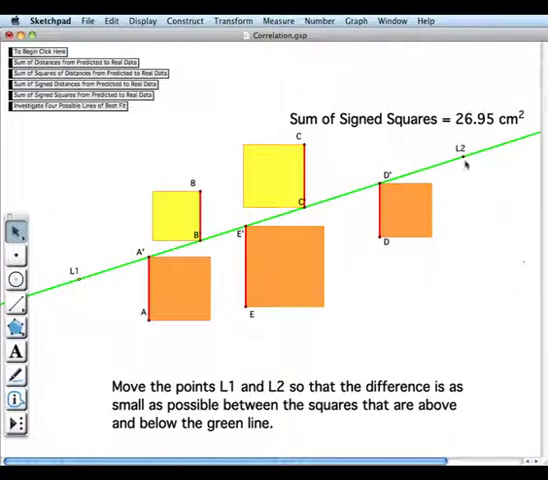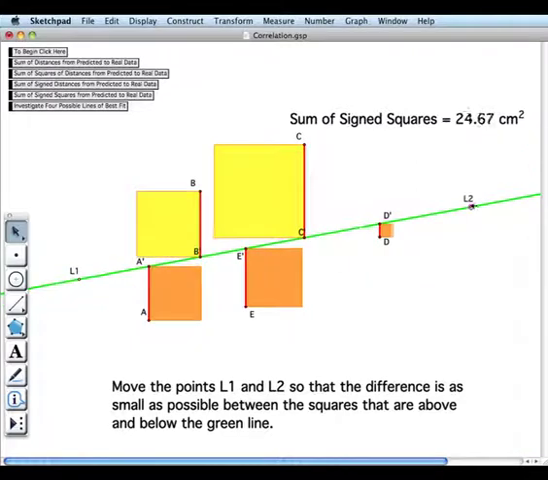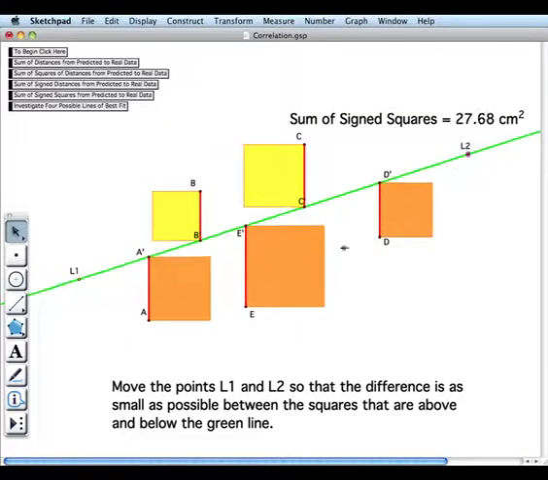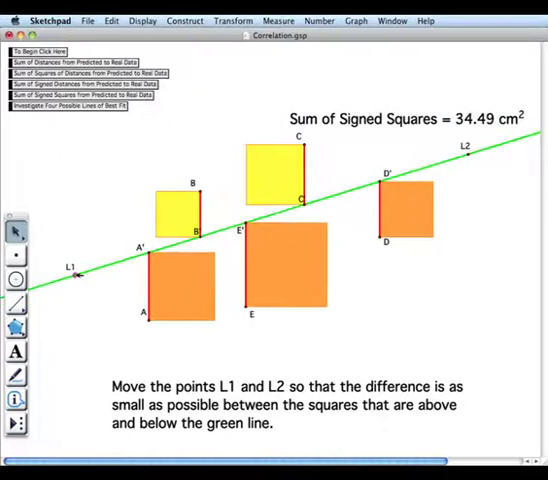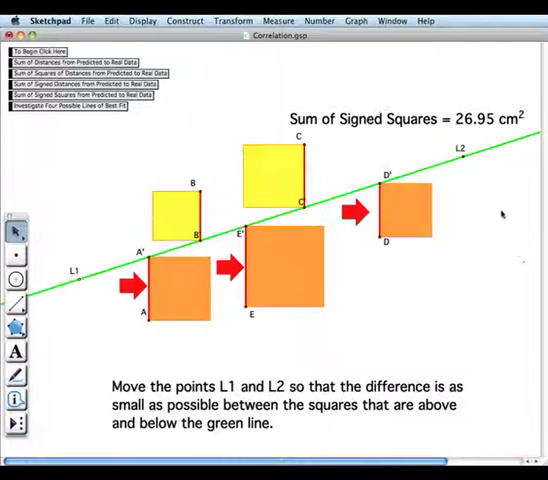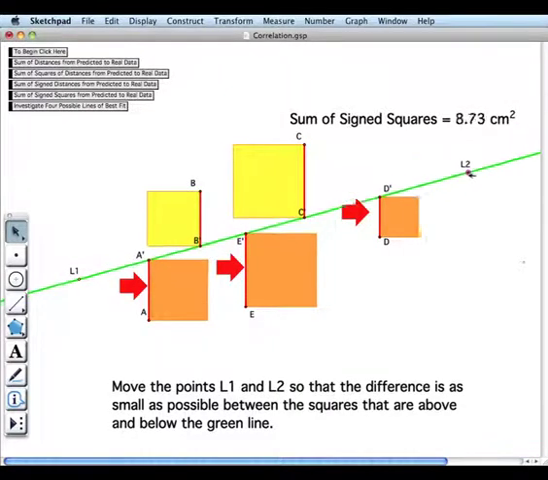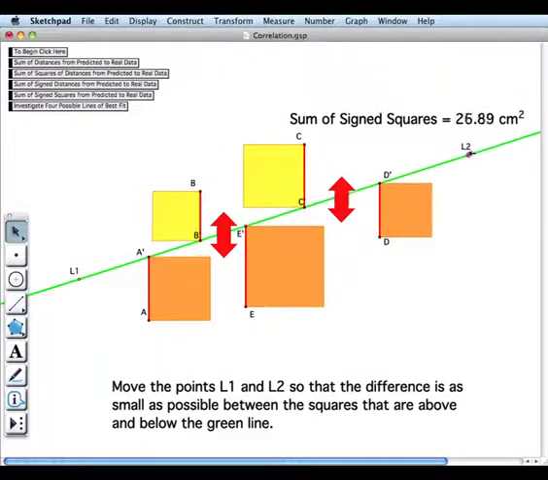And, in the fourth case, the line of best fit will be defined to minimize the difference between sums of squares above and below the line. In other words, this definition finds the sum of the yellow squares. Then, it finds the sum of the orange squares. And then, it minimizes the difference between these two sums.